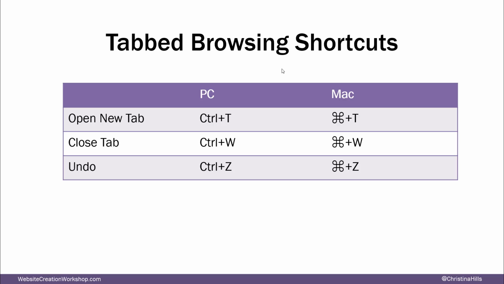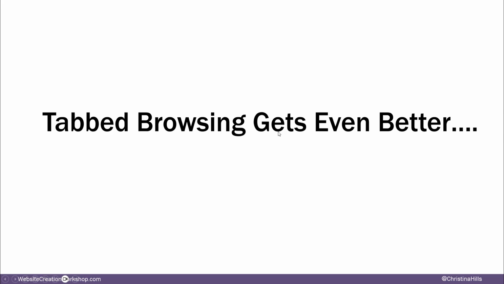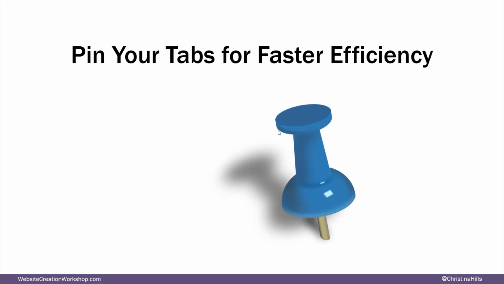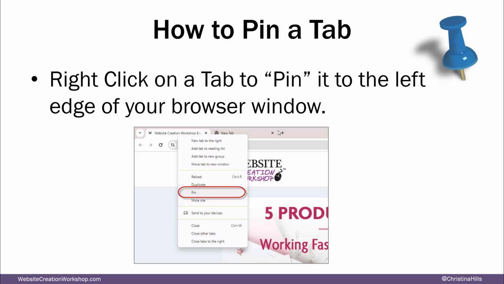So if you make a mistake anywhere, if you hit your Control key on your keyboard and then the Z, you can undo it. So even in Microsoft Word, lots of different places. In PowerPoint, Control Z if you make a mistake. So most people probably already know that one. And then tabbed browsing gets even better. You can pin your tabs for faster efficiency. So let me explain what that is.